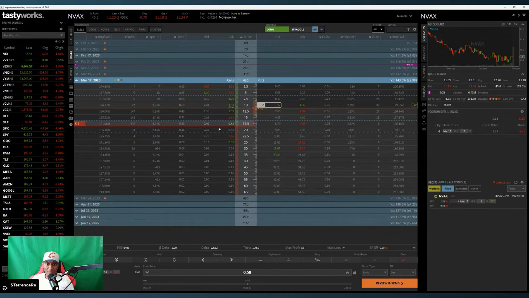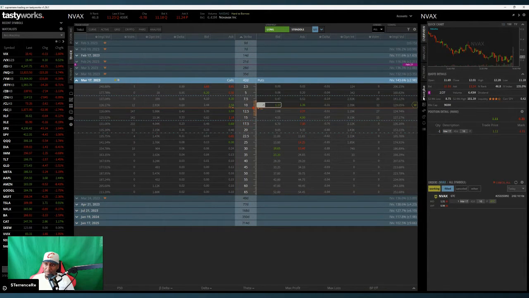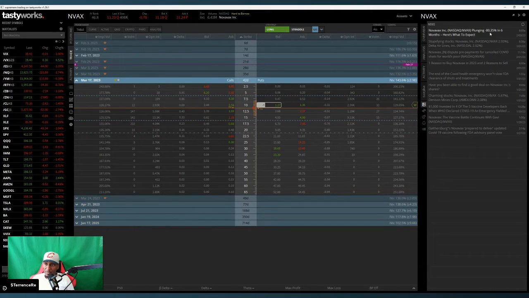Now, I look at Novavax. If I'm not mistaken, it's in the NASDAQ. It says Novavax, Johnson & Johnson dispute prepayments for canceled COVID shots for world's poor. So Novavax is a big player in the COVID-19 vaccine, whatever we got going on with that, right?